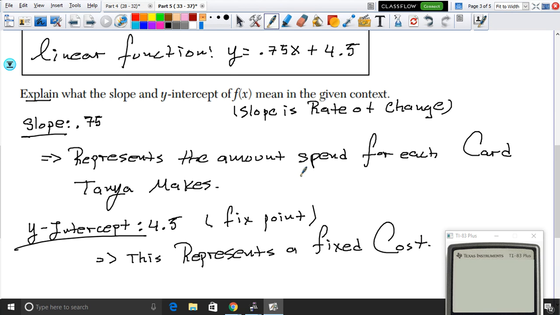Okay, so this concludes part 5 of our Algebra 1 Regents review.